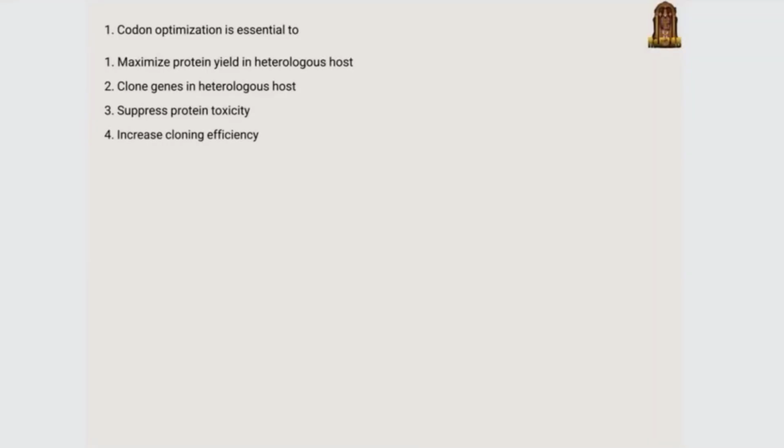Let's talk about codon optimization. Before going to know what codon optimization is, we should have clarity on why there is a need of codon optimization. Before that, there is another term, codon biasness. So what is that biasness?